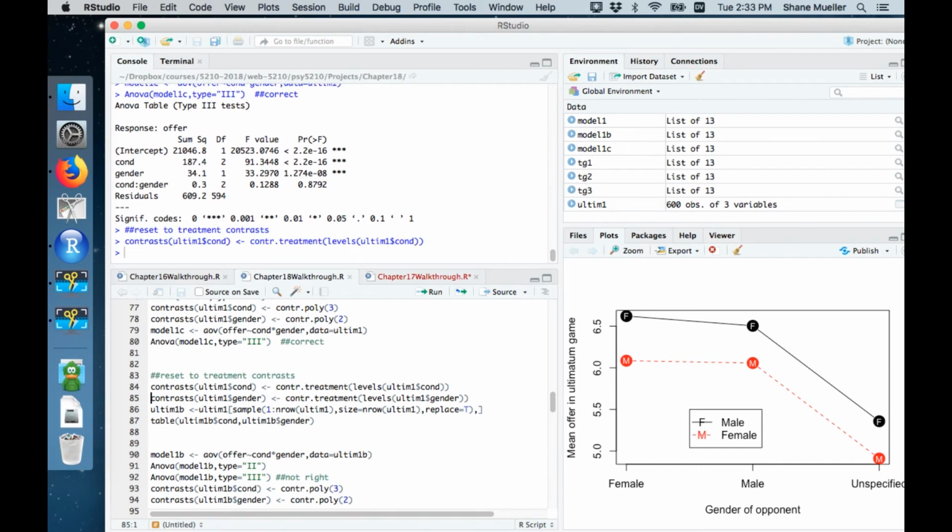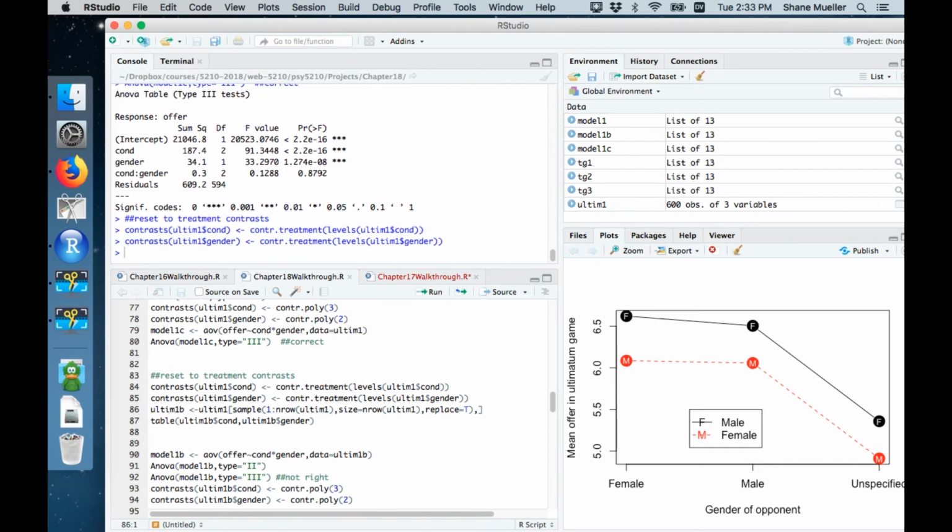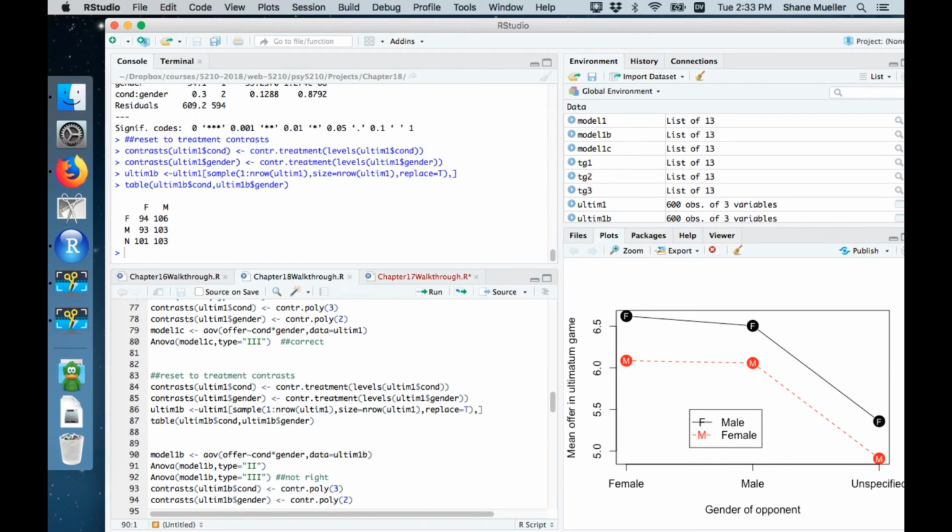We could reset these to treatment contrasts and then create a new data set by resampling these. So if I did this, now we have an unbalanced data set. We have the same number, but we have them divvied up, and this might be more of what you'd expect if you were both randomly sampling men and women on a college campus or in a Mechanical Turk, and then each one of them randomly got one of these three other conditions. So if it wasn't designed, this would be a very typical data set you'd have.